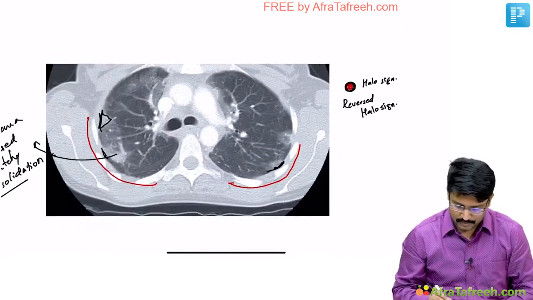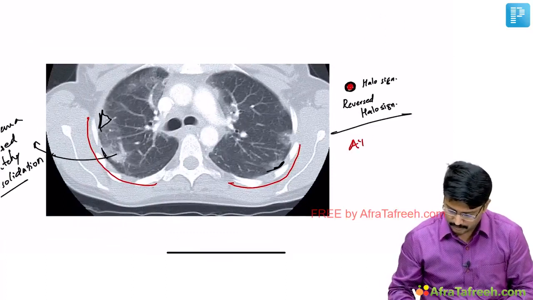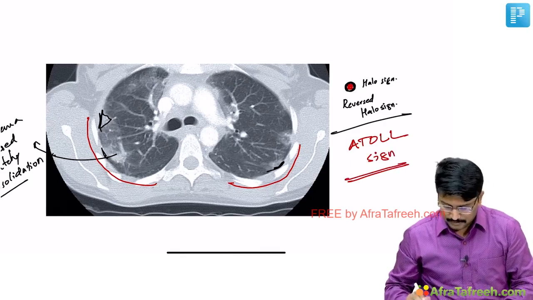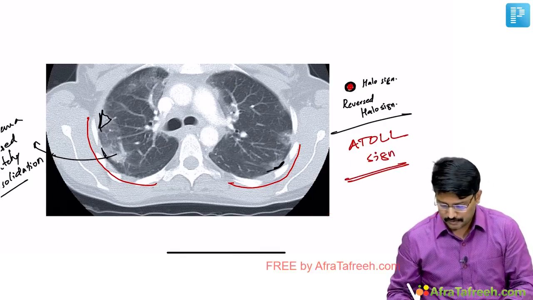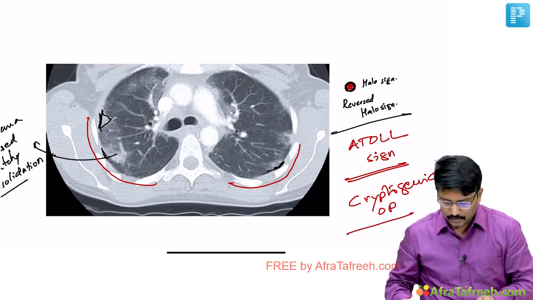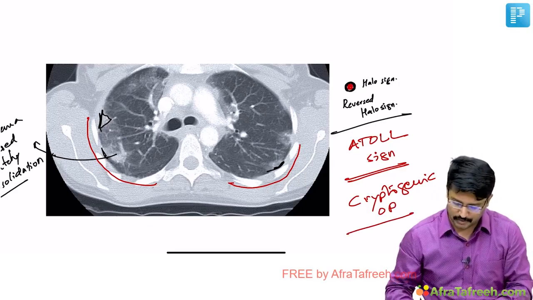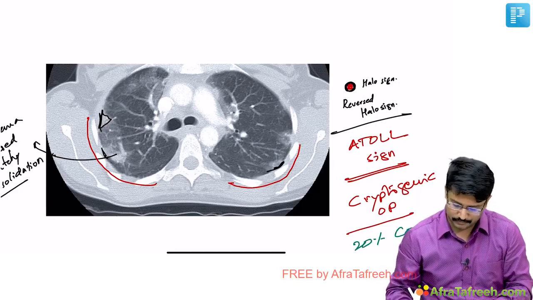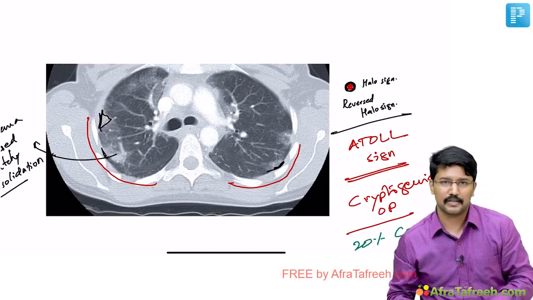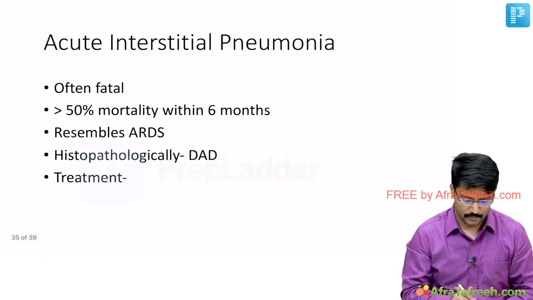Another name for this reversed halo sign is, I just told you, atoll sign. This significantly helps in diagnosis of cryptogenic organizing pneumonia. This is relatively specific but not very commonly seen. We see that in only 20% of patients with COP. But when it is present, it definitely increases the confidence of diagnosis.